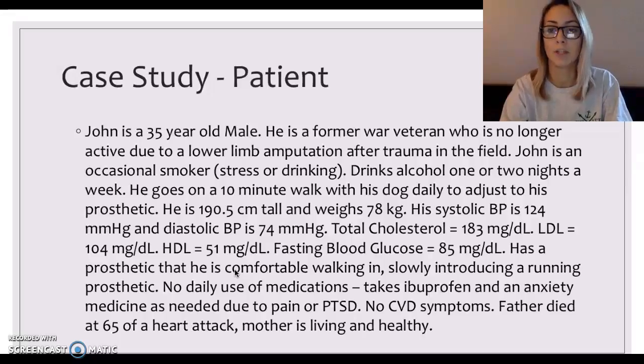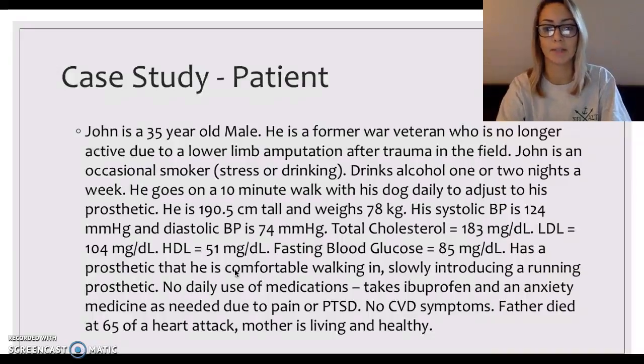His systolic blood pressure is 124 millimeters of mercury, and his diastolic blood pressure is 74 millimeters of mercury. His total cholesterol is 183 milligrams per deciliter. His LDL value is 104 milligrams per deciliter. His HDL value is 51 milligrams per deciliter, and his fasting blood glucose level is 85 milligrams per deciliter.